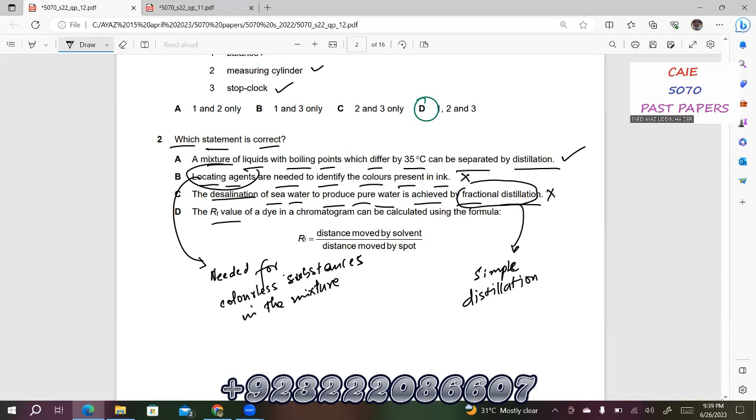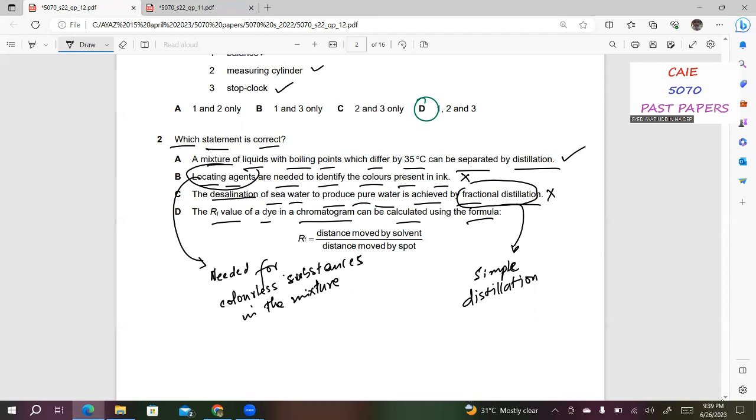The last one, RF value of a dye in a chromatogram can be calculated using the formula RF equals distance moved by solvent divided by distance moved by spot. This is wrong because the equation is distance moved by the spot divided by distance moved by the solvent. So this is also wrong. Only choice A will be the right answer in this case.